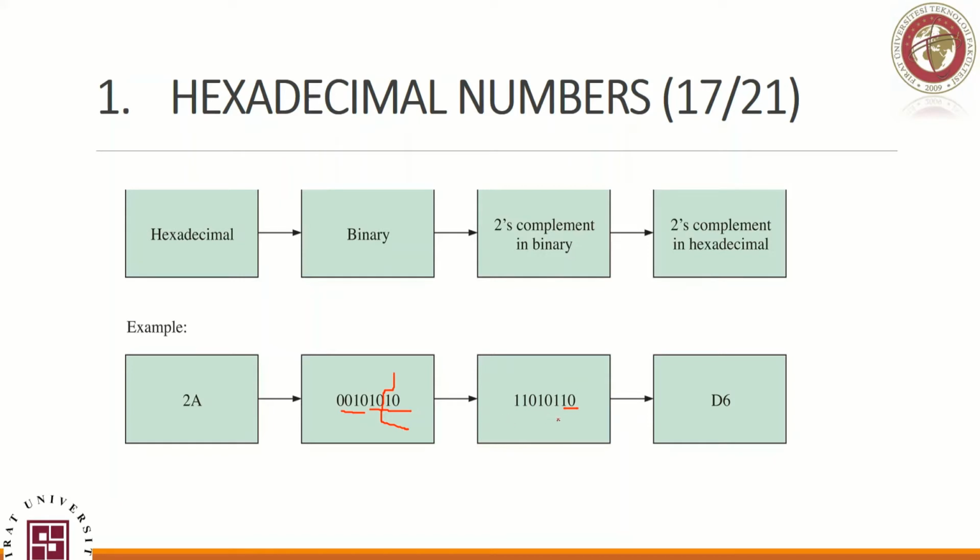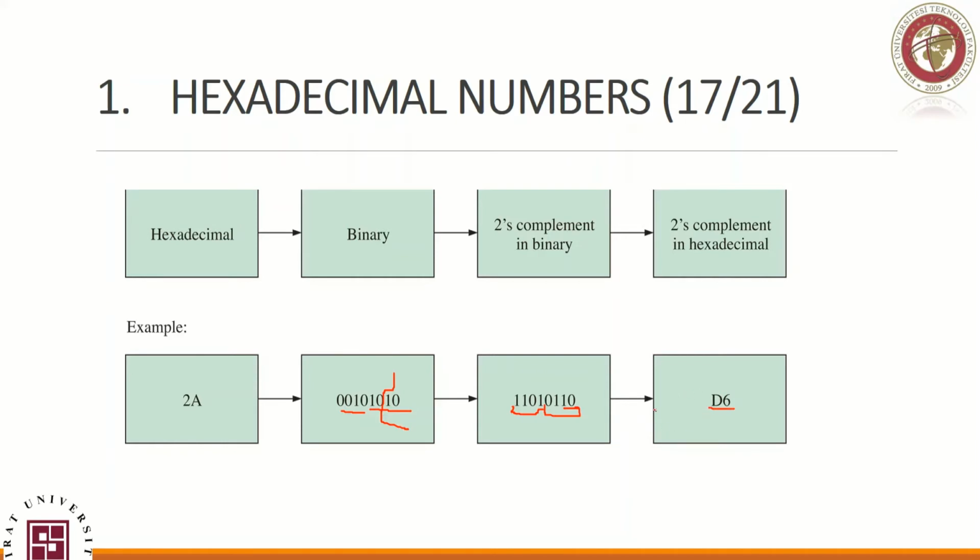Okay, convert this one back again to hexadecimal. How to convert it? Take 4 bits from the least significant to the most significant. This is 4 plus 2, that's 6. This one is 8 plus 4 plus 1, that is 13, which is D, so D6. So 2A in hexadecimal as a positive number, its negative value, the 2's complement of it, is D6. You may say, how about the negative?